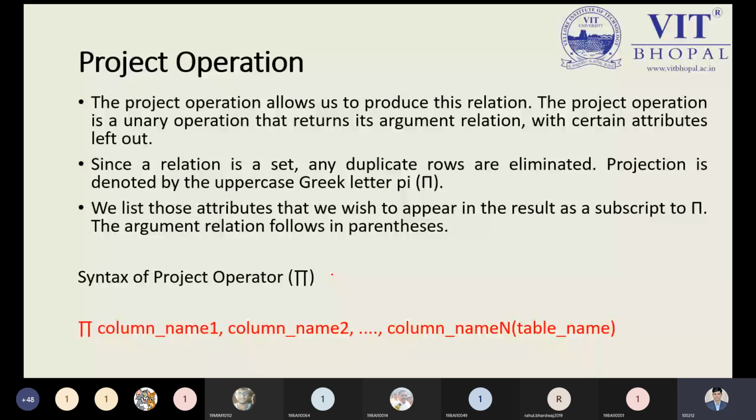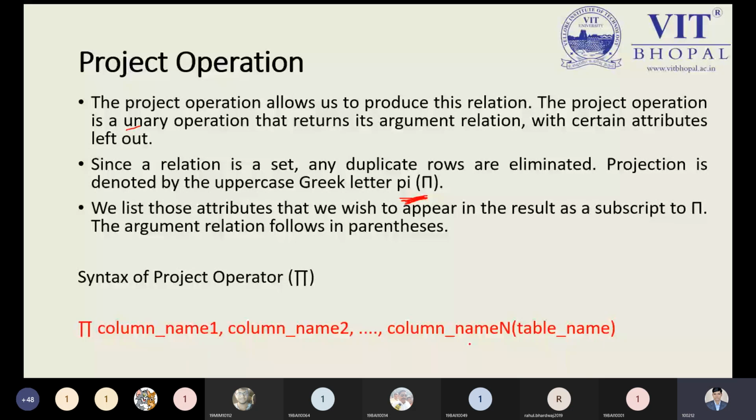The project operation allows us to produce this relation, and the project operation is a unary operation. We have to keep in mind that it returns its argument relation with certain attributes left out. So please keep in mind to understand this point. We have the pi, okay, please remember the symbol pi. This pi is a symbol by which we can represent it, with the pi symbol and then the column names, column 1, 2, 3. What columns we want to print, we have as output over here, and nothing else.